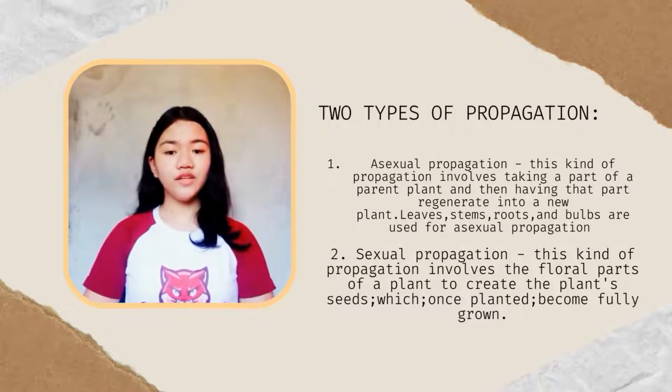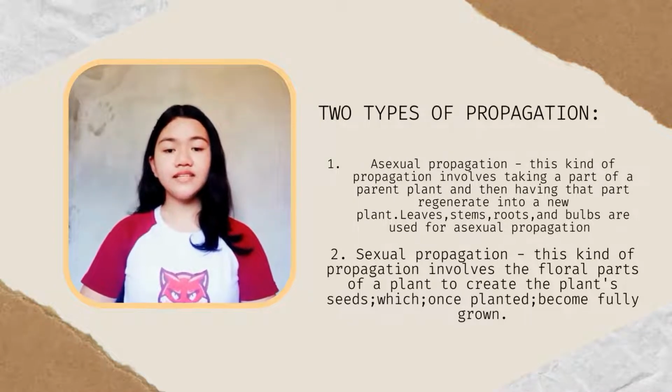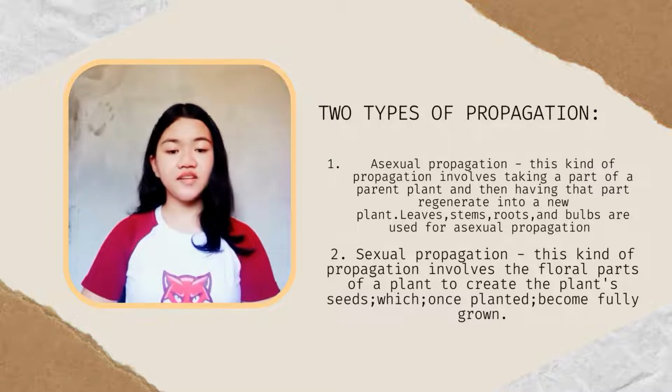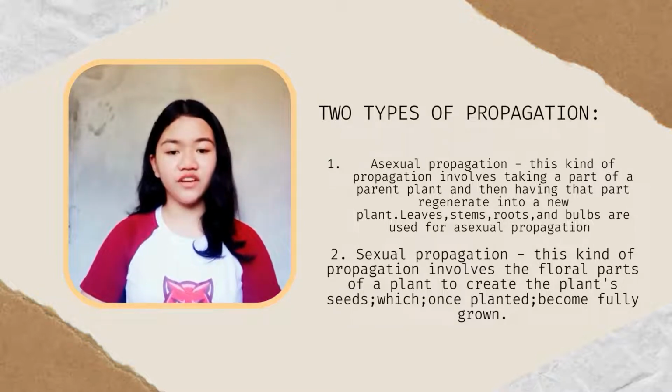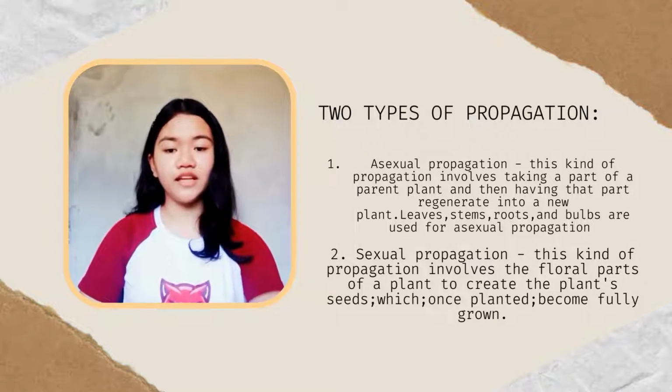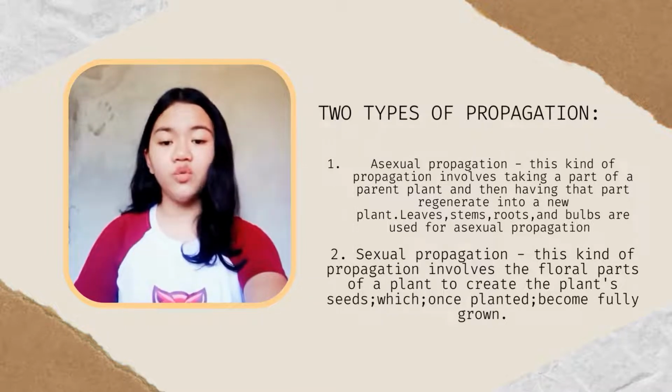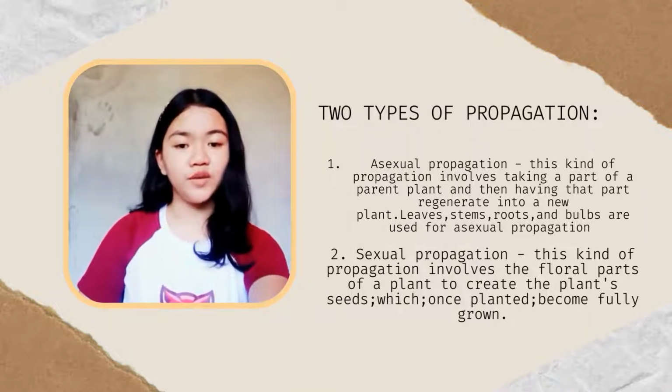There are two types of propagation. First is asexual propagation. This kind of propagation involves taking a part of a parent plant and then having the part regenerate into a new plant. Leaves, stems, roots, and bulbs are used for asexual propagation. Second is sexual propagation. This kind of propagation involves the parts of a plant to create the plant seeds, which when planted become fully grown plants.